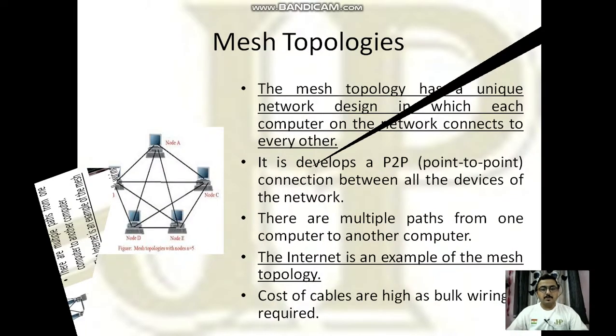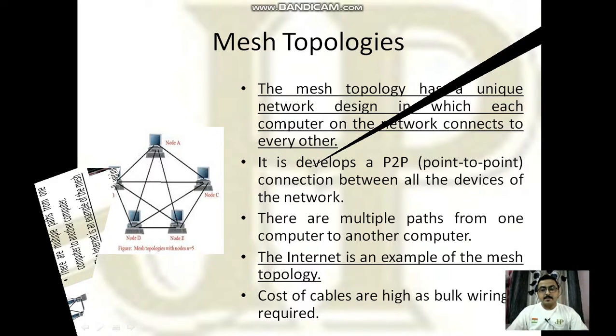Now the mesh topology. The mesh topology has a unique network design in which every computer on the network connects to every other computer. Here you can see node A is connected with node B, node D, node E and node C with dedicated connecting wires. So it develops a point-to-point connection between all the devices of the network.